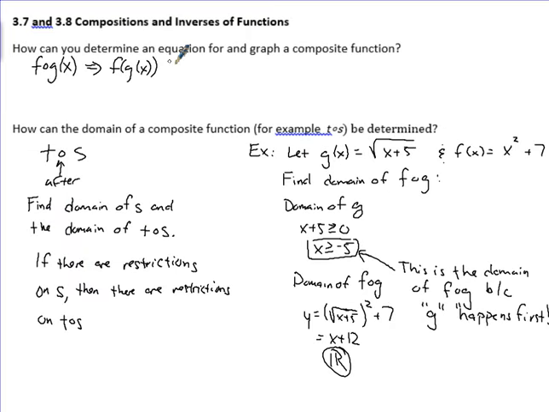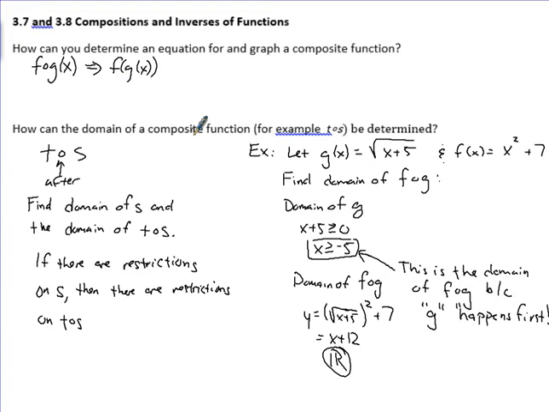Okay, how can you determine an equation for a graph of a composite function? Okay, so determine an equation for and graph a composite function. I didn't really do much with the graphing. I probably shouldn't have put that on there. But to determine an equation, for example f of g of x, you're essentially putting the entire equation of g of x into f.